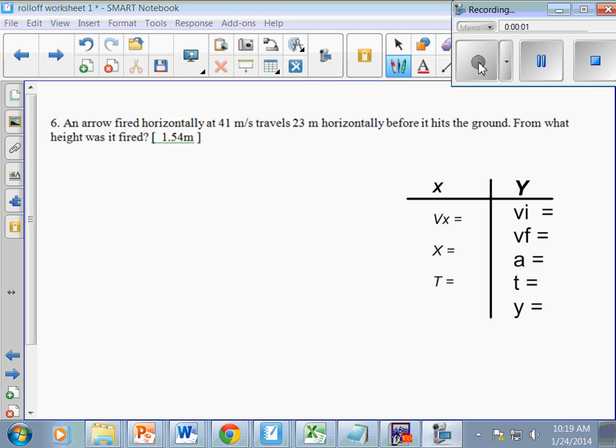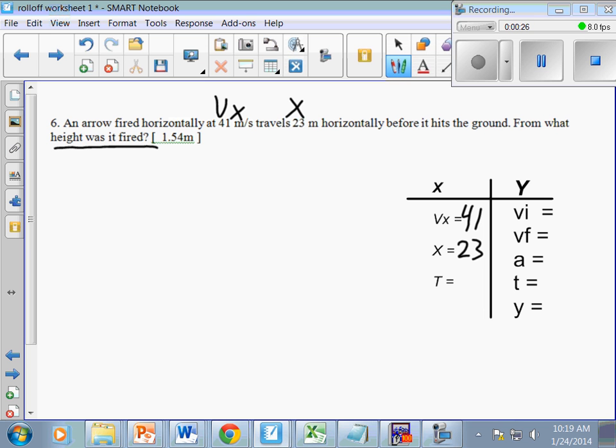All right, move down to problem 6. It says an arrow is fired horizontally at, so they gave us the x as 41, and it's in meters per second, so that's good. We don't have to do anything. And it travels so far, 23 meters in the x direction. So this one I have 23 meters before hitting the ground. From what height was it fired?